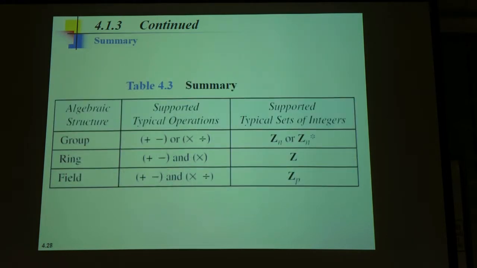Alright, so summary in here, algebraic structures, we have a group, ring, field. Supported typical operations: addition, subtraction, multiplication, and division. Supported typical sets: the multiplicative inverse of n. Ring, Z, and field usually work with prime. You're looking for a prime number, like Galois fields.